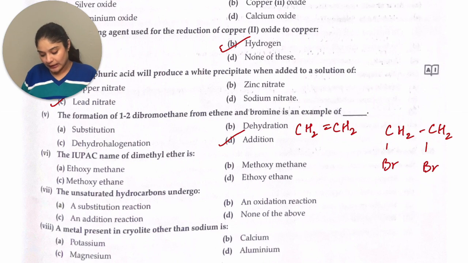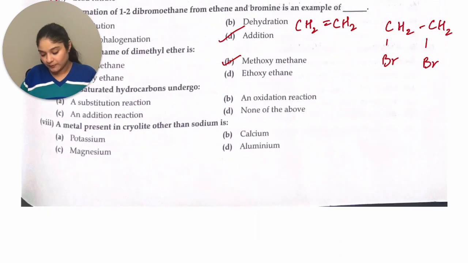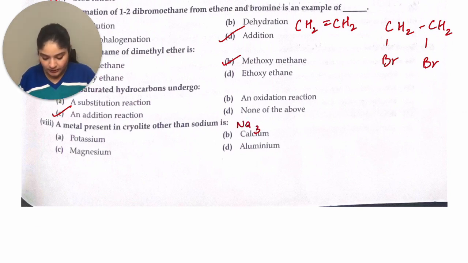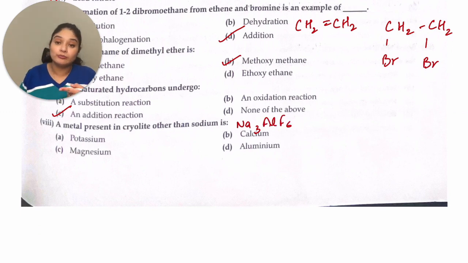The IUPAC name of dimethyl ether is methoxymethane. That is B. Then next part is the unsaturated hydrocarbons undergo an addition reaction. A metal present in cryolite other than sodium is what? So what is the formula for cryolite? That is Na3AlF6. So other than sodium you have aluminium present. So your answer will be aluminium.